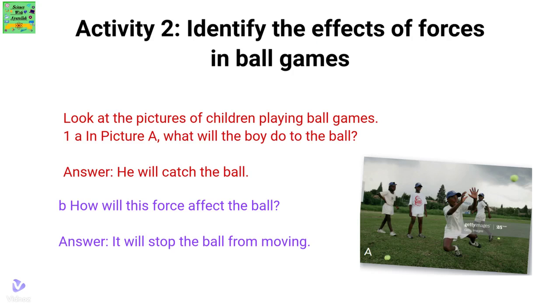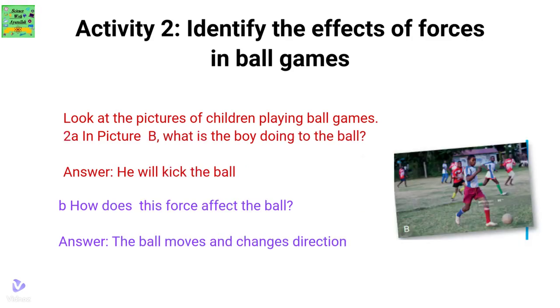Look at the pictures of children playing ball games. 1. In picture A, what will the boy do to the ball? Answer: he will catch the ball. B. How will this force affect the ball? Answer: it will stop the ball from moving. 2. In picture B, what will the boy do to the ball? Answer: he will kick the ball. B. How will this force affect the ball? Answer: the ball moves and changes direction.